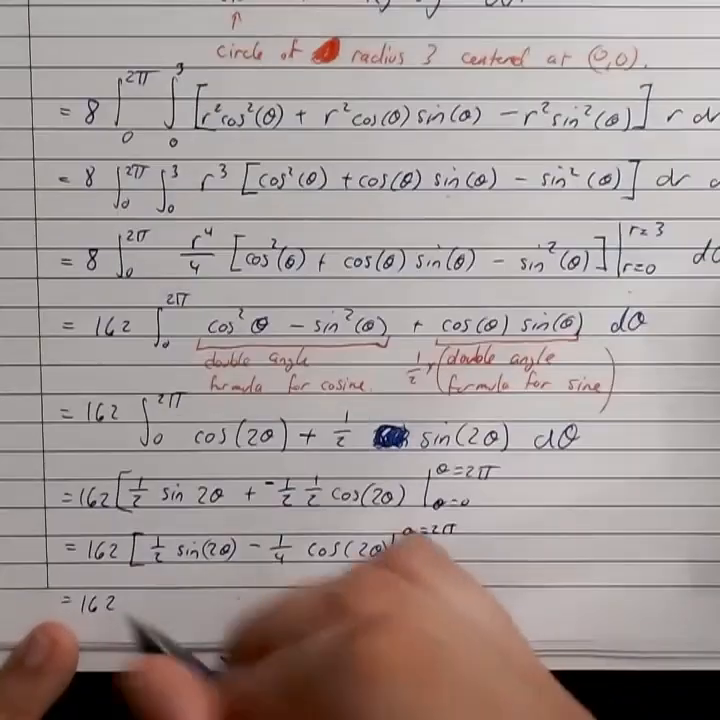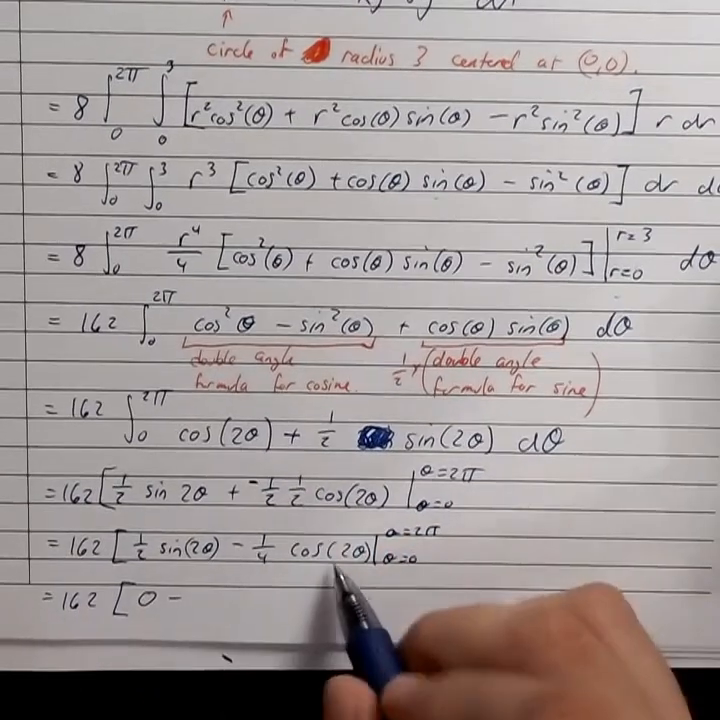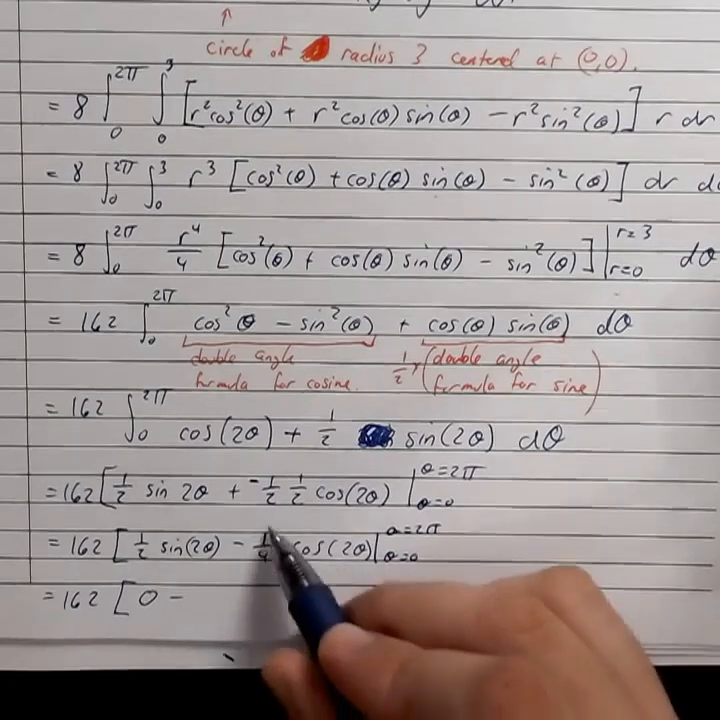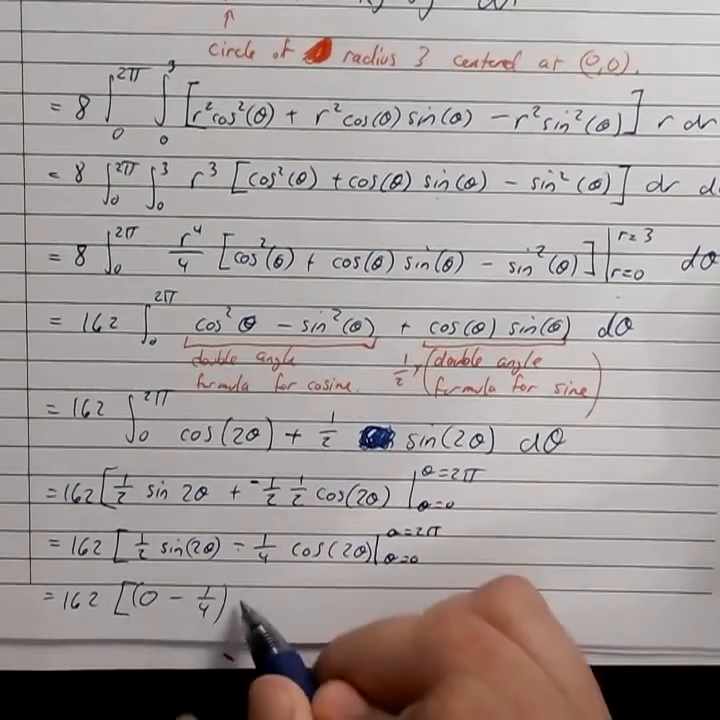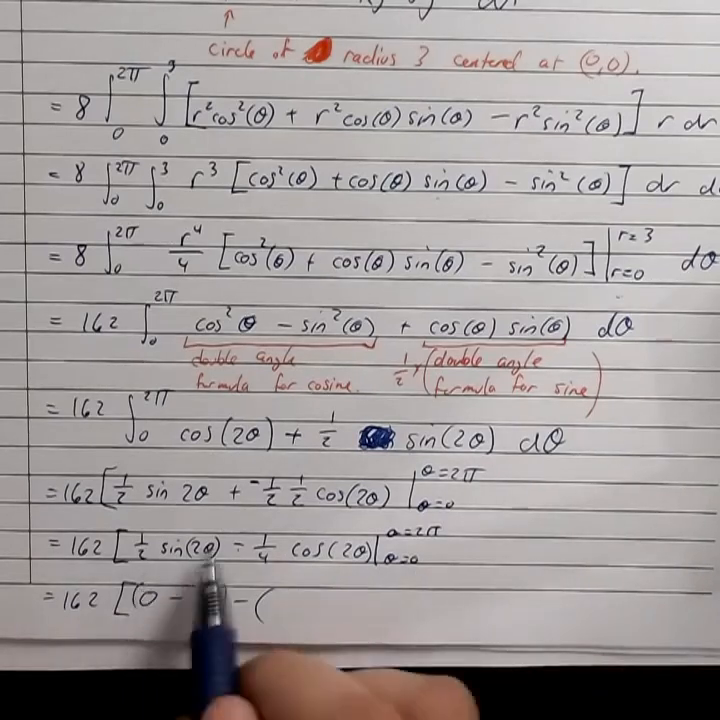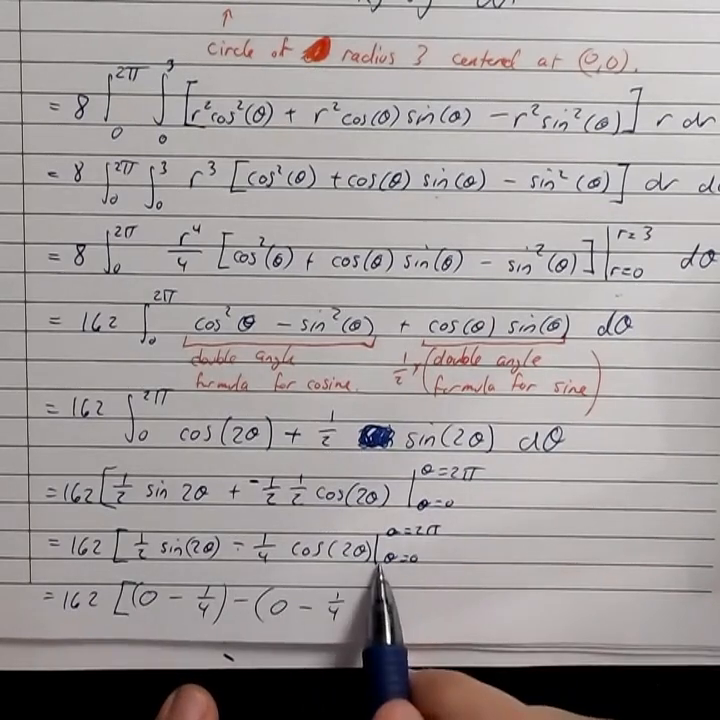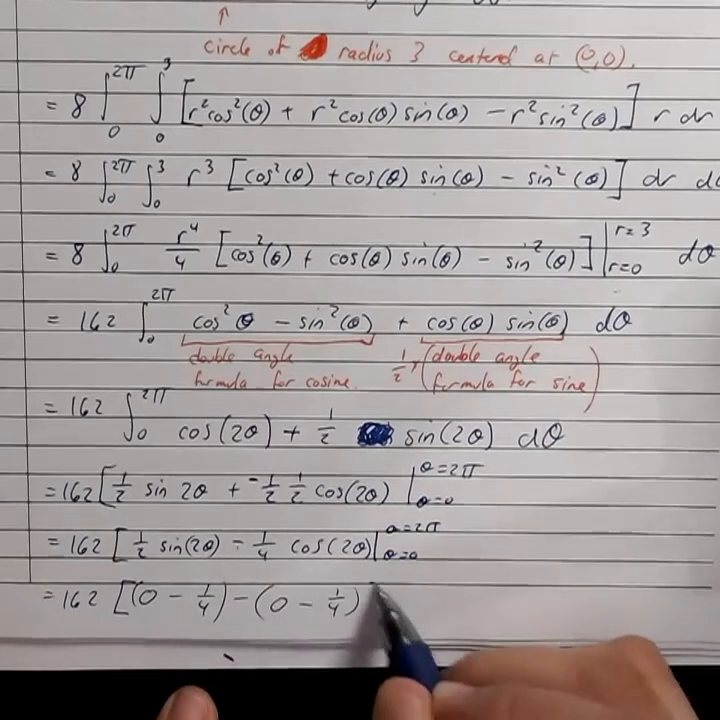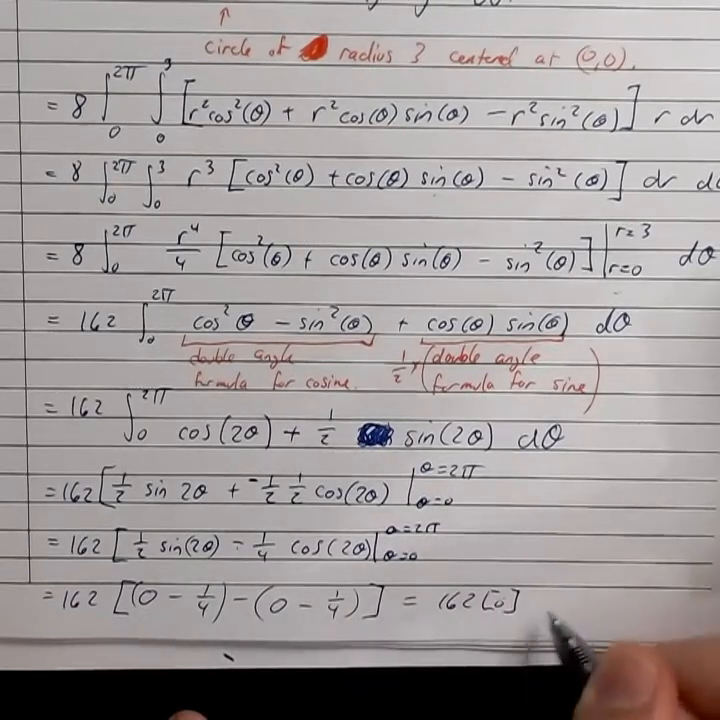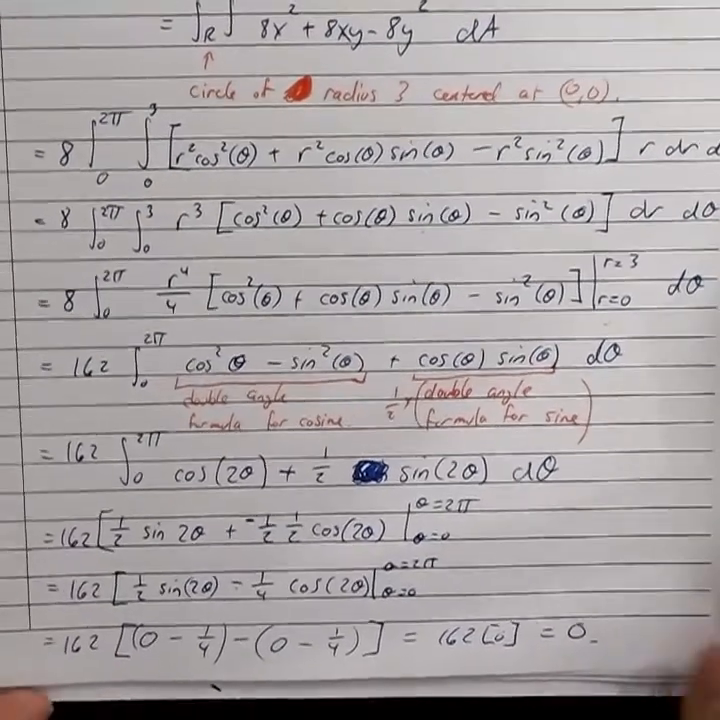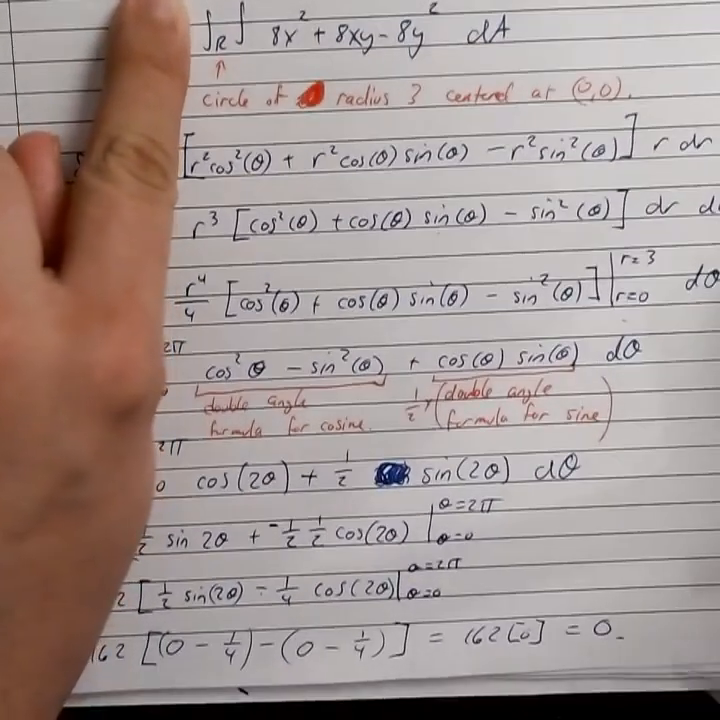That's going to be 162 times, if I plug in 2 pi right here, the sine of 4 pi is 0, minus the cosine of 4 pi, that's 1, times a negative 1/4. Okay, so that's 0 minus 1/4. Minus, now if I plug in 0, the sine of 0 is also 0, minus 1/4 times the cosine of 0, which is 1. Okay, so negative a fourth times 1 is negative a fourth. And here, this number minus itself is 0. So in a rather anticlimactic end, our result is 0. So that means that our line integral of F dot dr is 0.